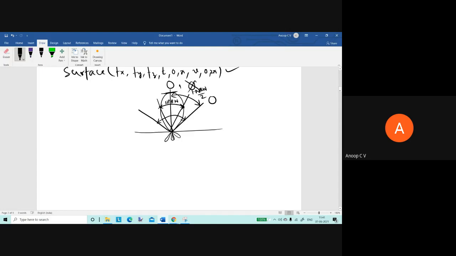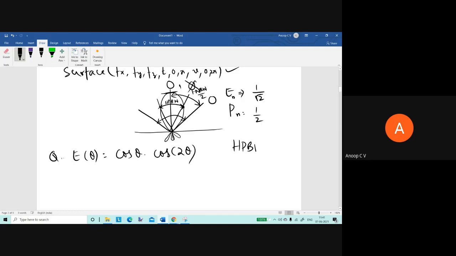So half power beamwidth is the angular separation between half power points. If it is a normalized field pattern, the half power point will correspond to the 1 by root 2 points. If it is a normalized power pattern, the half power point will correspond to 1 by 2. That's it. So our question is, given E of theta is equal to cos theta times cos 2 theta, you have to find the half power beamwidth and first null beamwidth, right?